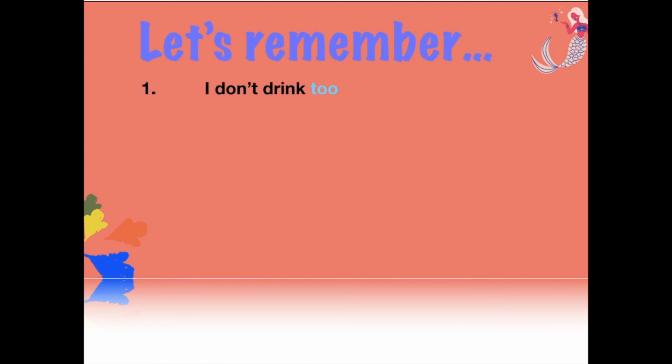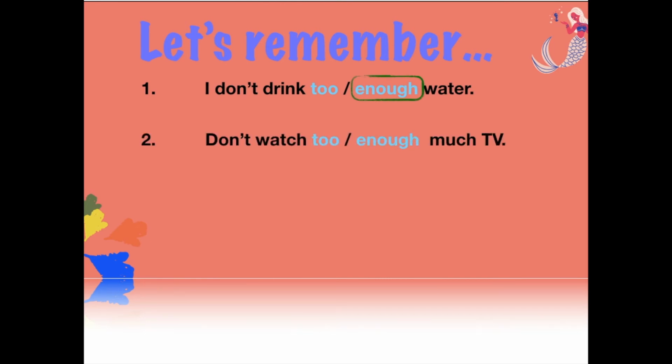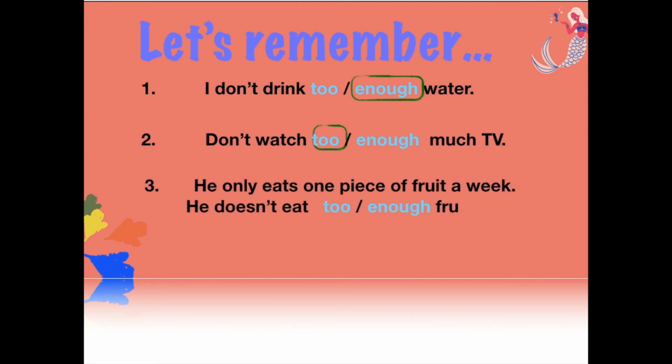I don't drink too or enough water. What is the word that we need in this sentence? Yes, enough water. Okay. Number 2, don't watch too much TV or enough much TV. Yes, the correct answer is too. Number 3, he only eats one piece of fruit a week.